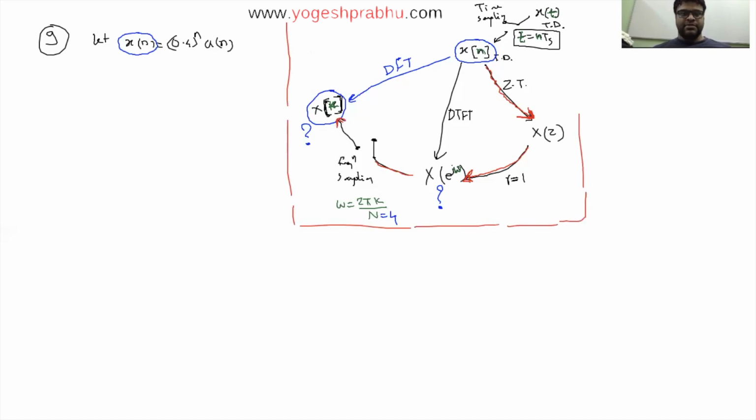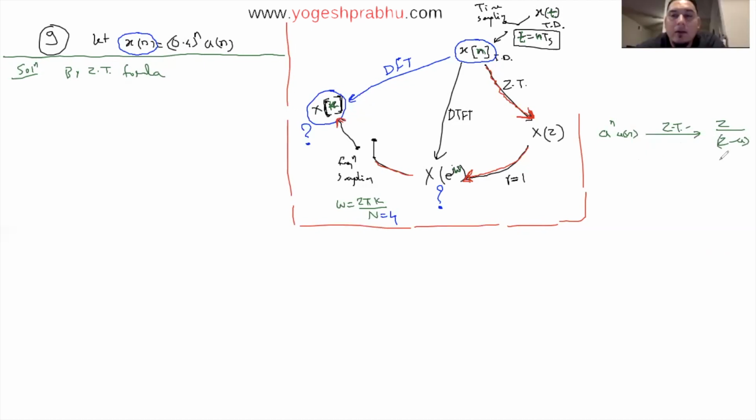I'm solving the question. First, let's solve this by the Z transform formula. We have a formula for a raised to n u of n. Do you remember? The Z transform can be directly written as Z divided by Z minus a. There is an ROC also, but we don't need the ROC as of now. So by the Z transform formula, I can directly write down x of Z: Z upon Z minus 0.4.